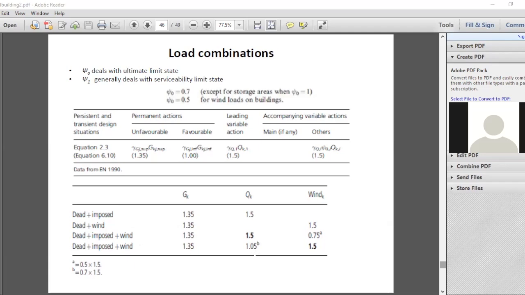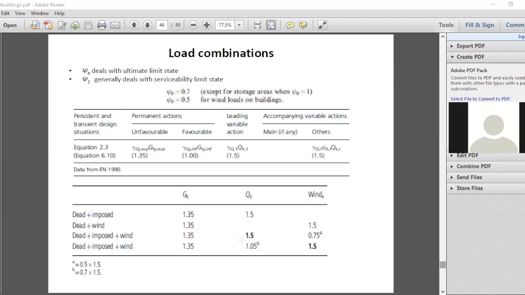Then you can ask the question, why are we multiplying by this 0.5 and 0.7? Here, for wind, we use a factor of 0.5, whereas for imposed loads, we use a factor of 0.7. So what is the reason for considering all these different values when you are combining the loads?